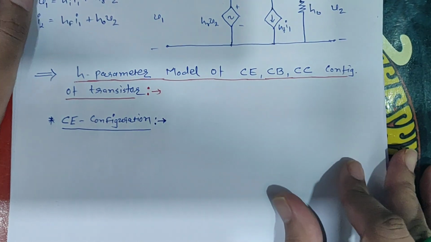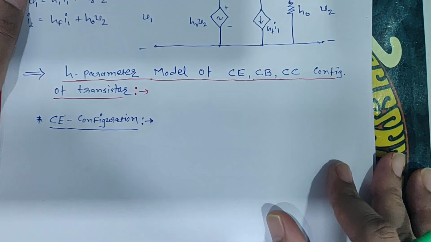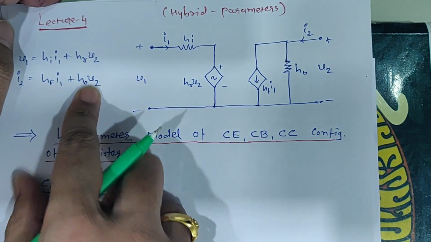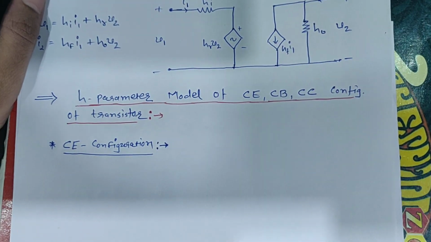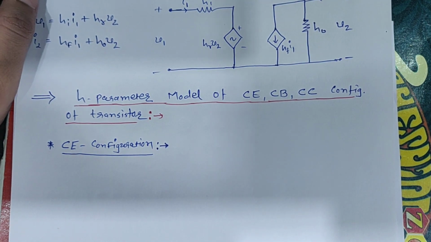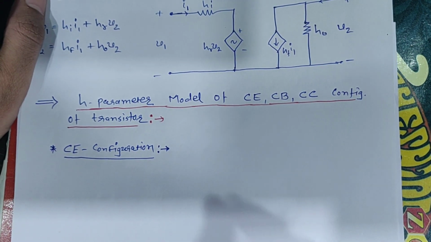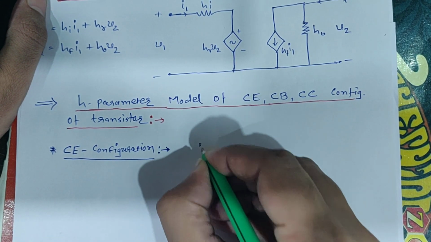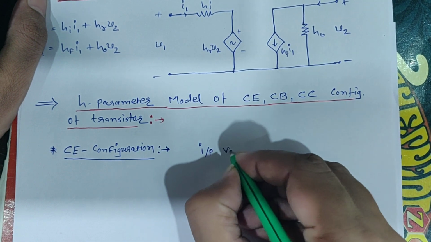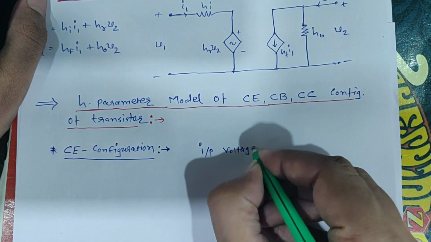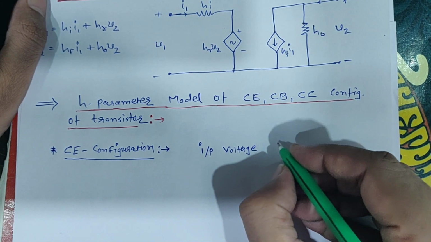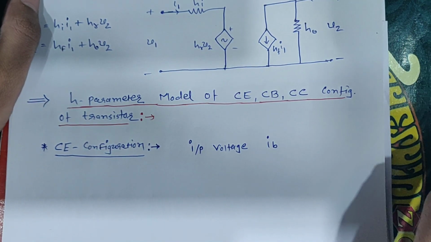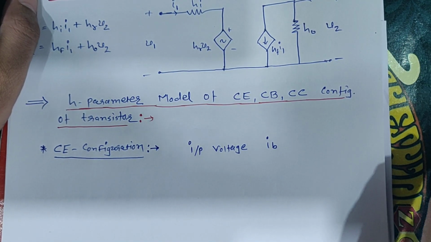First we will discuss CE configuration. In CE configuration we will derive it from the above circuit, so all 4 parameters will be written with new names. As we know, in a common emitter configuration the input current is IB.